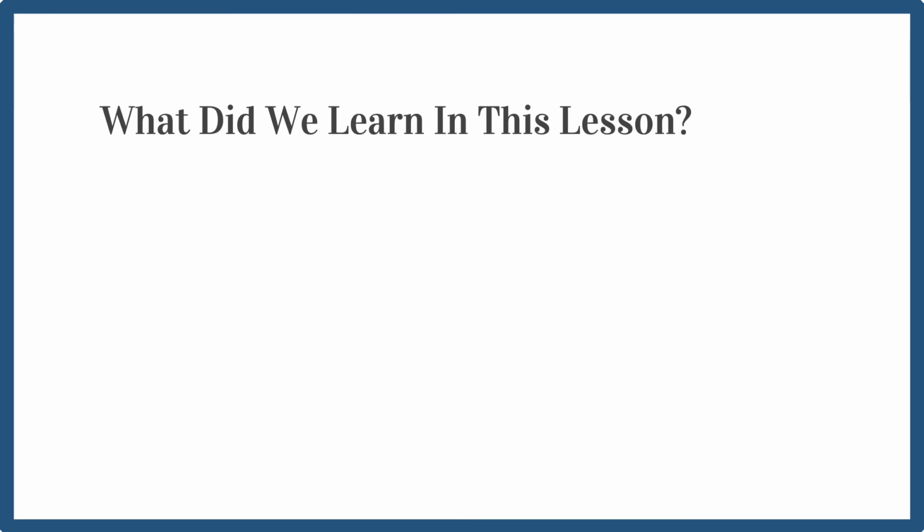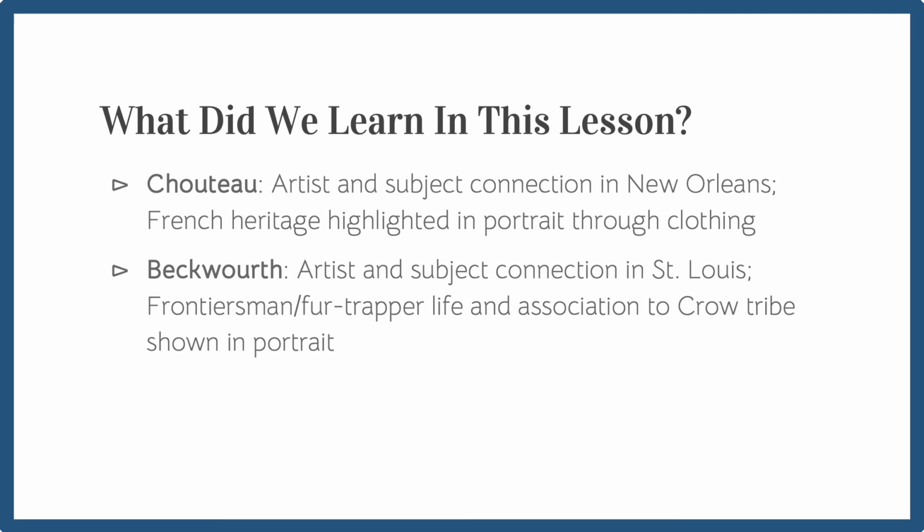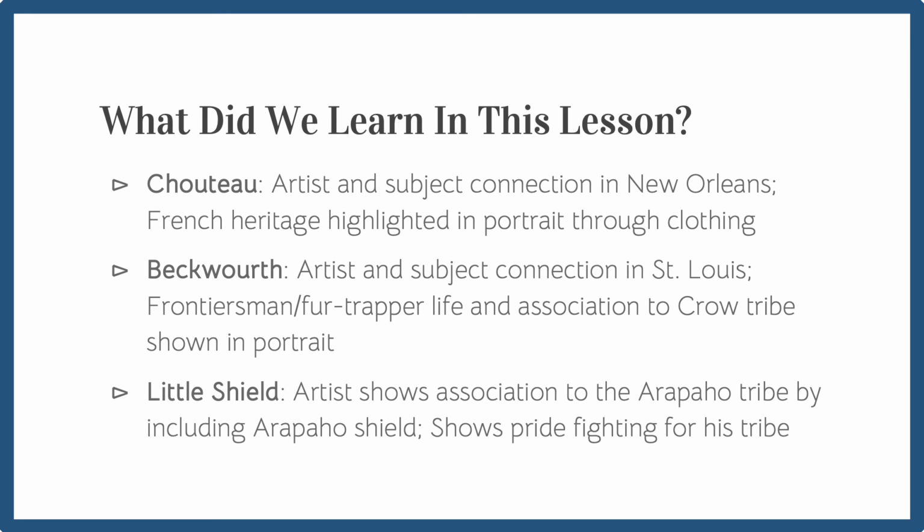Let's go over what we learned about each painting we analyzed. All the examples we looked at were created at different times and with different mediums. The Chouteau portrait was created on oil on canvas in 1810. The Beckworth portrait was a bronze sculpture made in 2009, and the Little Shield self-portrait was drawn on paper with pencil in the 1860s. We also saw how location affects what's shown in each portrait.